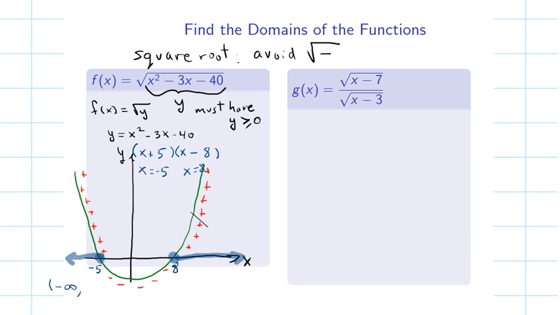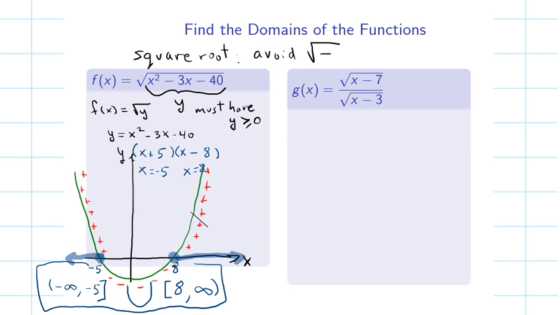includes the interval from negative infinity to negative 5. Let's put a square bracket because that's okay. It's okay for the y value to be 0. And we'll union that with the other interval starting at 8, including 8, all the way to infinity. And so this is the domain. That's the domain of this first function, f.